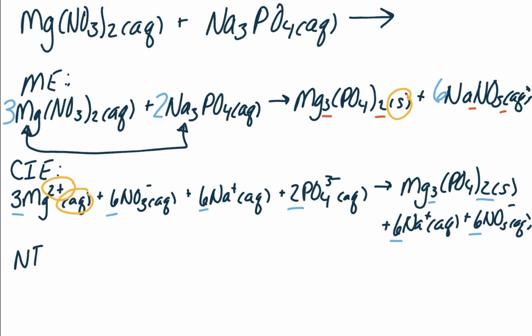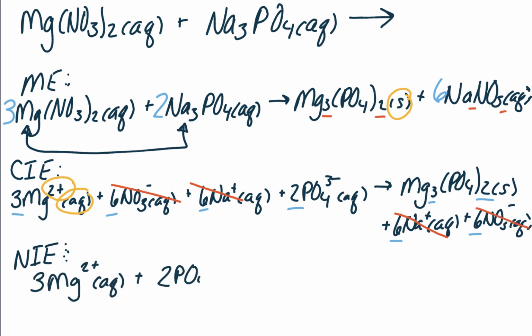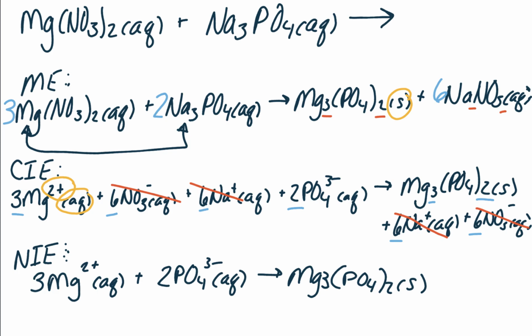Once you have your complete ionic equation, then you're ready to write your net ionic equation. First, find the spectators in the complete ionic equation. This sodium is a spectator, and the nitrate is also a spectator. So I can write my net ionic equation without those spectator ions. And our net ionic equation is 3 magnesium ions reacting with 2 phosphate ions to make magnesium phosphate.